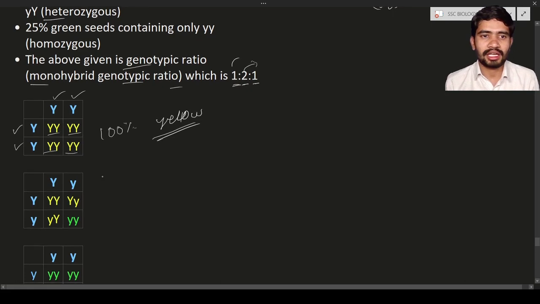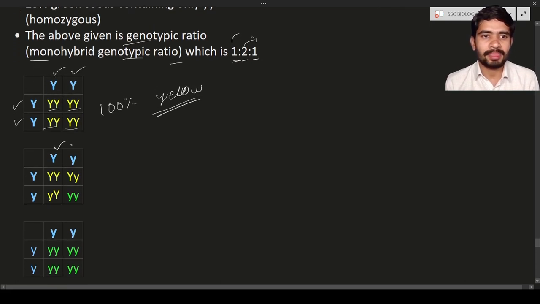So if you take other gametes, that is a capital Y, small y, and also here the capital Y, small y, you will get a 3:1 ratio. What is meant by 3? 3:1 means 3 will be the yellow and 1 will be the green, okay? You can see, so this is the phenotypic ratio.